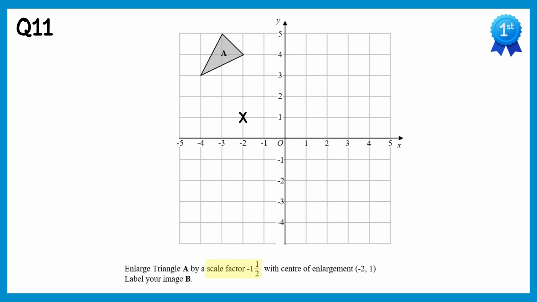So let's pick a point on shape A, I'm going to go for this one, and draw a line from that point through the centre of enlargement. Now since this enlargement is negative, we're going to go the opposite way to usual, we're going to go past the centre of enlargement. The question is, how far do we go?